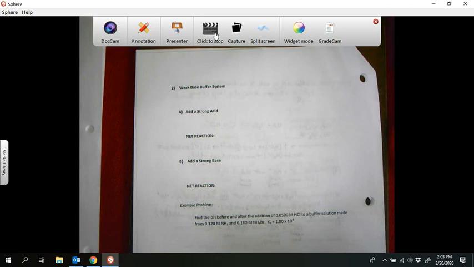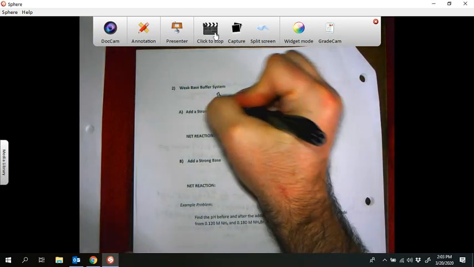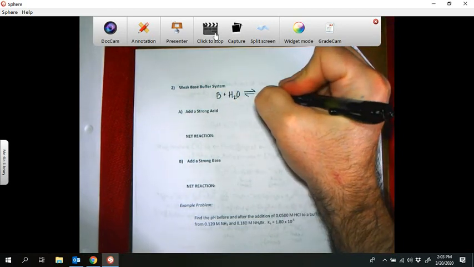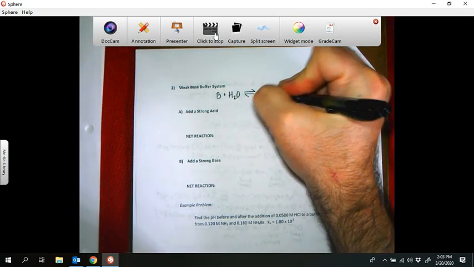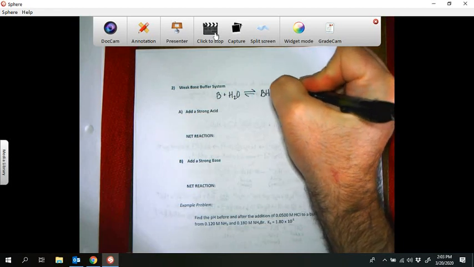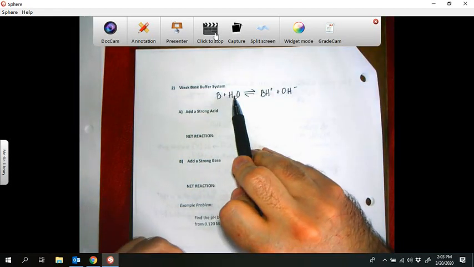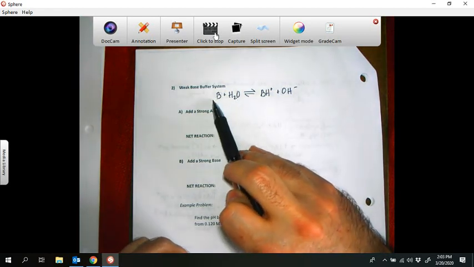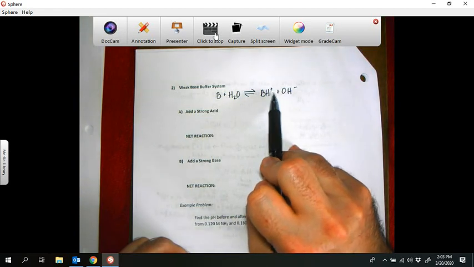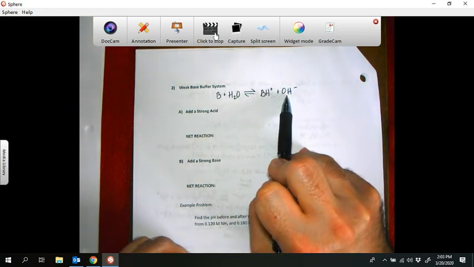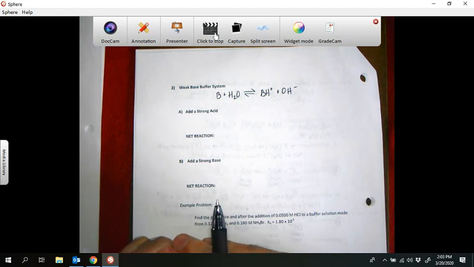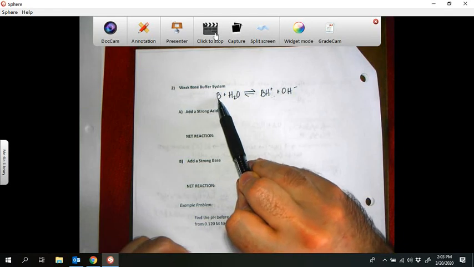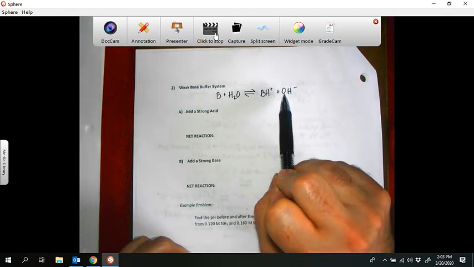So for this, if we have a base plus water, we know that our generic equation is going to be this. So a base plus water, water acts as the acid and donates a proton to the base, and we get BH plus, and then we get OH minus, and this is where we would get our pOH value and pH from. So this is our generic equation. So if this is NH3 plus water, we get NH4 plus and OH minus.